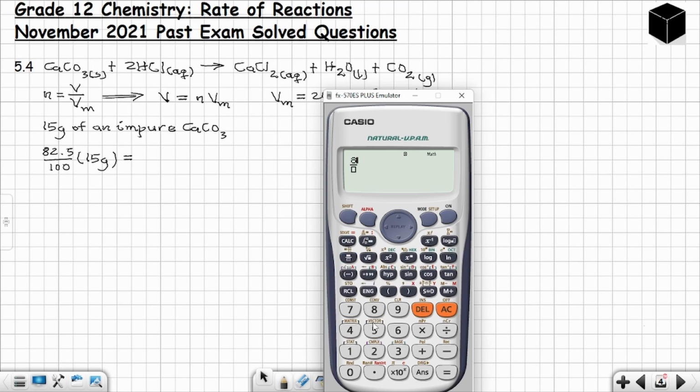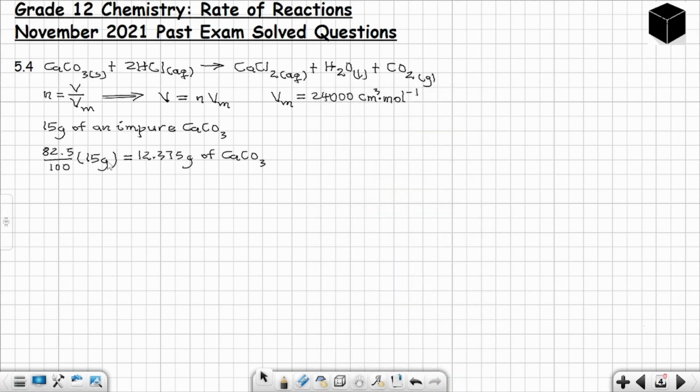So this is what we have, 82.5 over 100 times 15, and this is equal to 12.375. Okay, 12.375 grams of what? Calcium carbonate. Okay, so in the 15 grams you have calcium carbonate plus some particles or some dirt which were not calcium carbonate. Using the percentage, you now find the mass of calcium carbonate only.